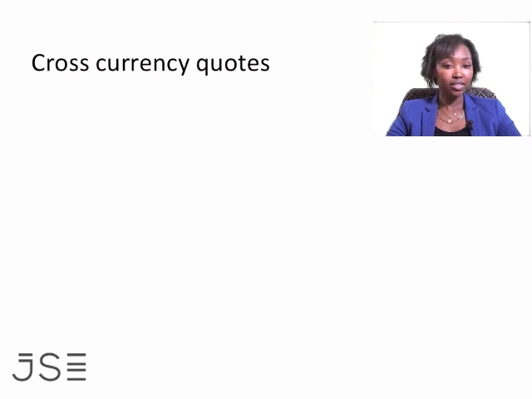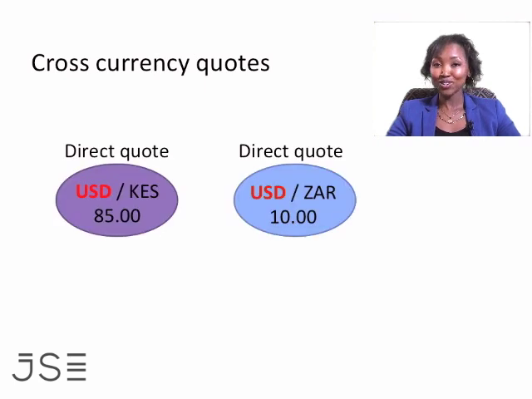Now let's look at something closer to the continent. If you've got the dollar against the Kenyan shilling, so it's a dollar-Kenyan shilling quote, and then one that you're familiar with now, the dollar-rand. In this instance, the dollar is common to both currency pairs, but unlike the previous example, the dollar is now the base currency in both currency pairs.